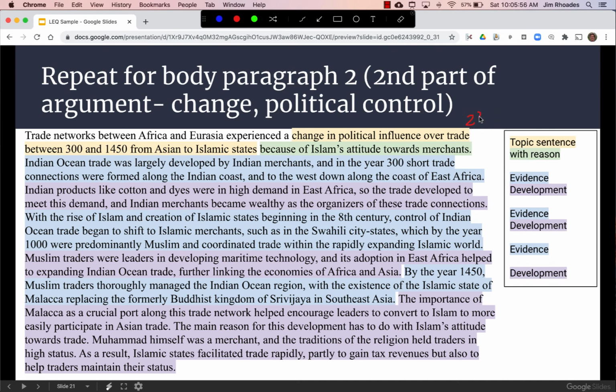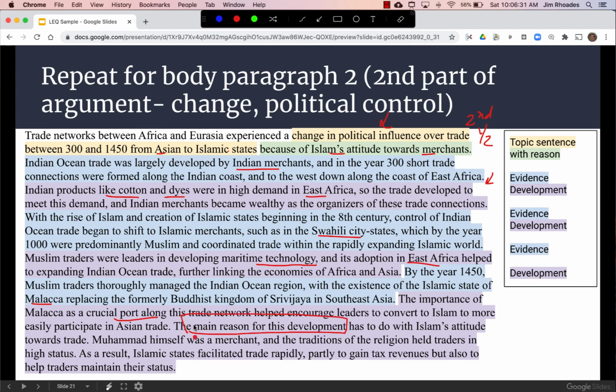Here's the second half of my thesis: change in political influence from Asian to Islamic because of Islam's attitude towards merchants. I plugged in that Indian merchants, Swahili city-states, Malacca in my evidence. I had a brief explanation of that, why Indians were involved in the trade. Products like cotton and dyes were in high demand. Muslim traders had technology and they were able to get to East Africa. The importance of Malacca was a trade network, and then see the main reason for this development.